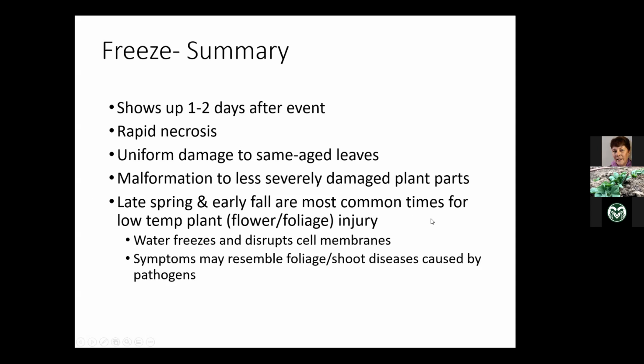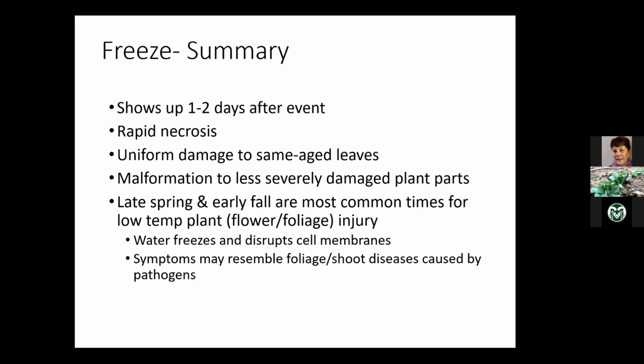And again, late spring and early fall are the most common times for the most critical low temperature injury for both flowers and foliage. That's because our plants are still thinking that it's not time to go dormant, or it's time to come out of dormancy. And so the vascular system is moving inside the plant, and water freezes, disrupting those cell membranes. A lot of these symptoms can look like foliage or shoot diseases like fire blight, or there's one on aspen that is a shoot blight on aspen. So again, it's the timing of what we see and when we see it that is how we can start identifying that.